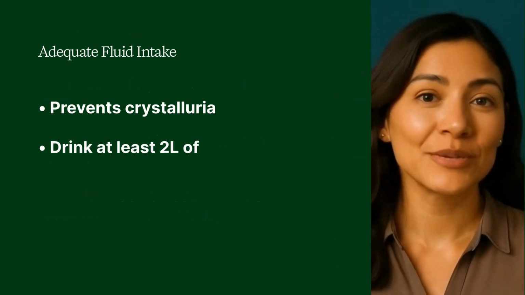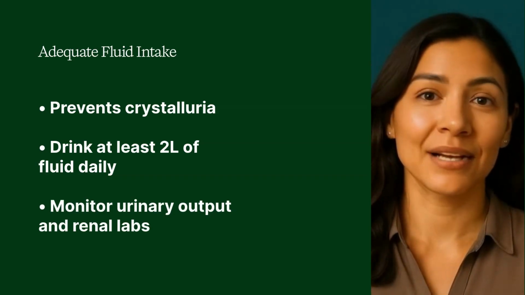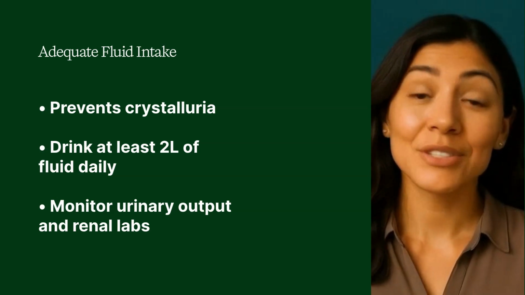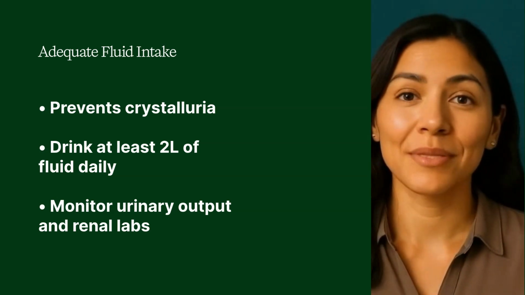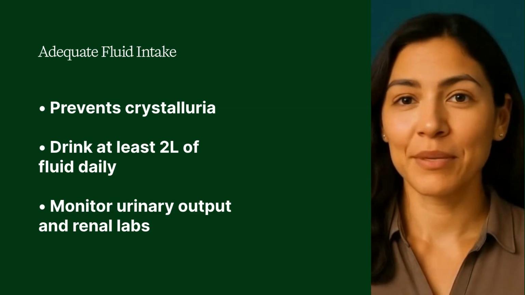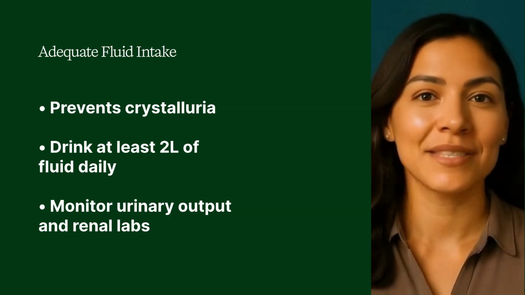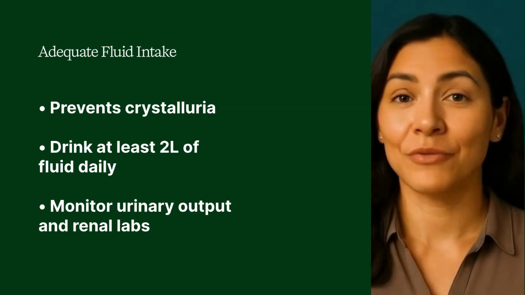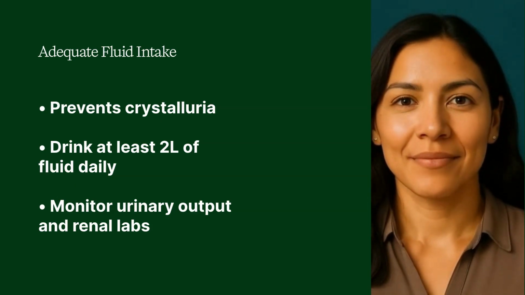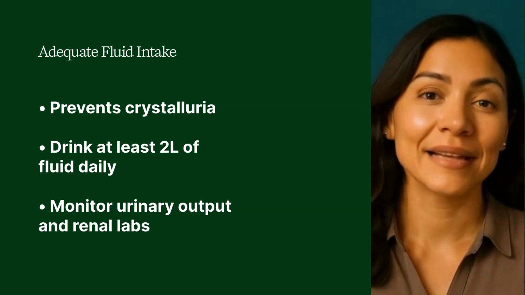A is for adequate fluid intake. The patient must maintain adequate fluid intake while taking this class to help prevent crystalluria. Crystalluria is when drug crystals form in the urine, which can damage the kidneys. You should educate the patient to drink at least 2 liters, 2 L of fluid per day while on this medication, unless there is a fluid restriction or other contraindication. Monitor their urinary output and their renal labs like BUN and creatinine.